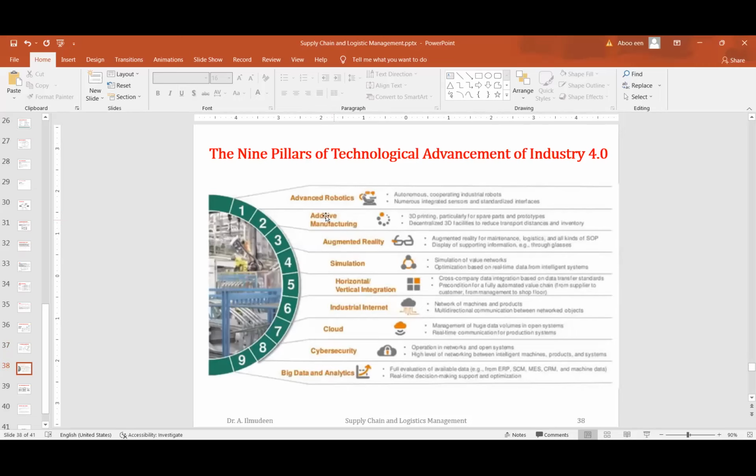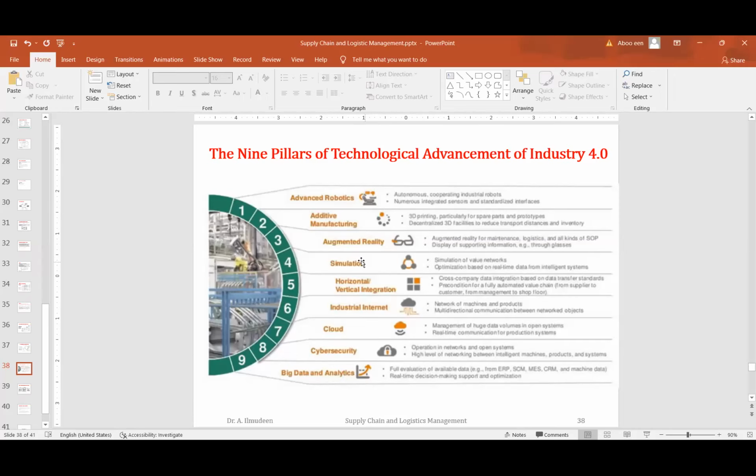The first is advanced robotics. These days, due to Industry 4.0, in sophisticated manufacturing plants, robotics are used in the manufacturing process, like robotic arms: autonomous cooperating industrial robots, numerous integrated sensors, and standardized interfaces. The robots can perform better than humans, and can function continuously, with no tiredness and no errors. Robots can be used for work that cannot be performed by humans, and for heavy work. So many advantages are there in advanced robotics.